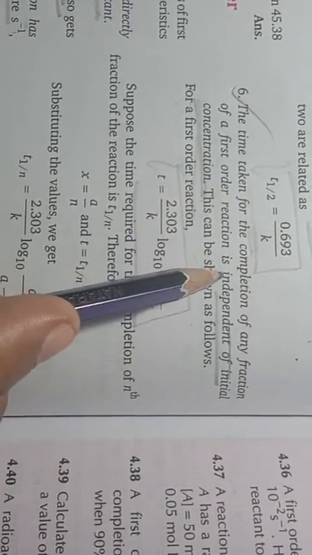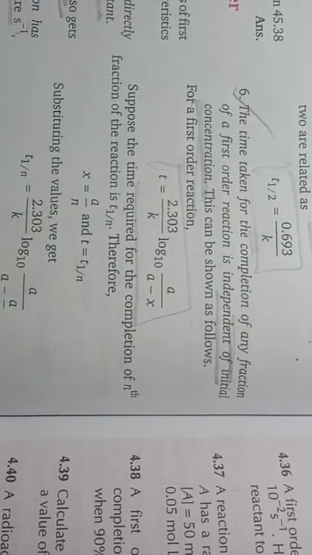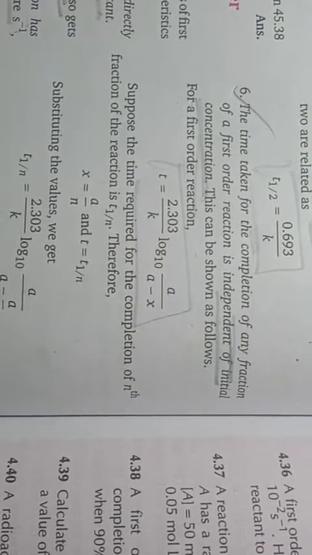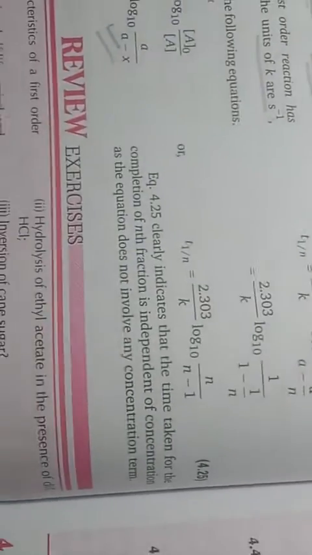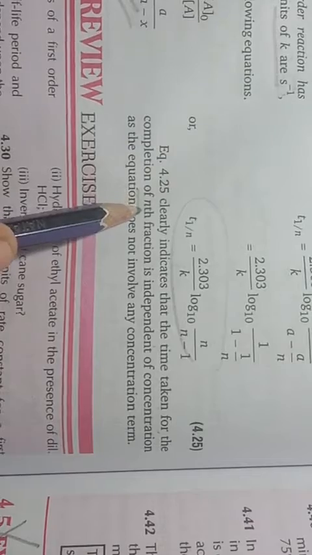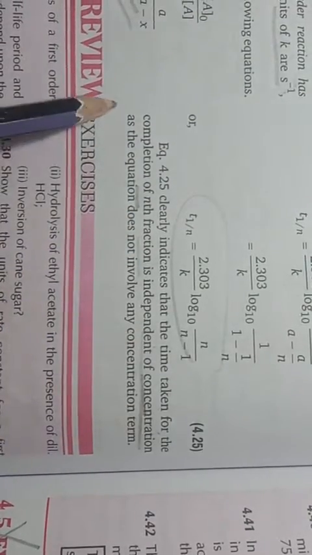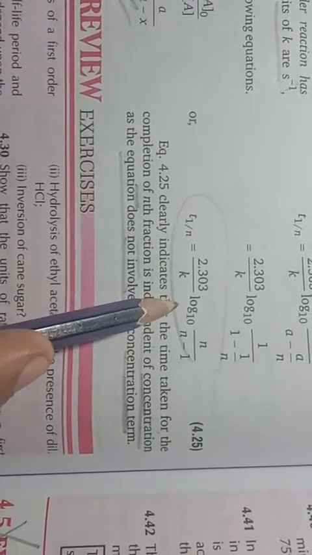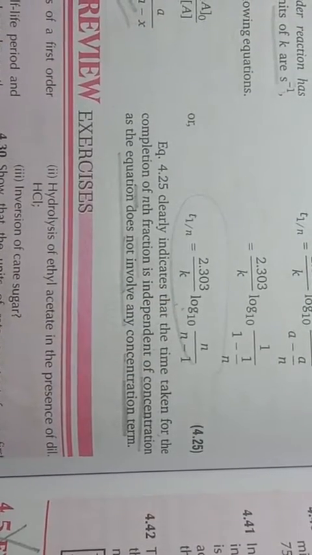So the time taken for the completion of any fraction of a first order reaction is independent of the initial concentration. As you can see, this relation indicates that the time taken for completion of a fraction is independent of concentration, as the equation does not involve any concentration term, A or A naught. So it is independent of concentration term.